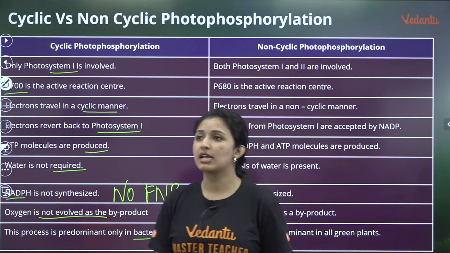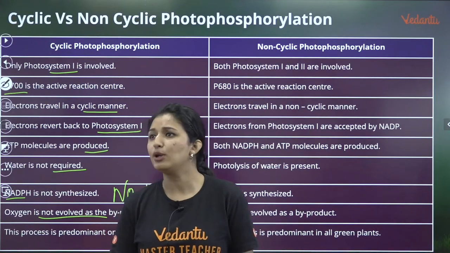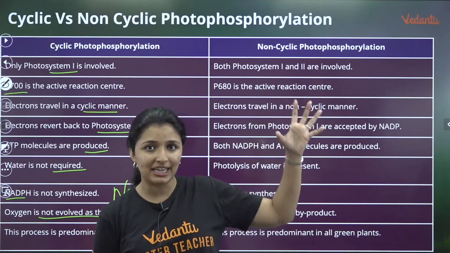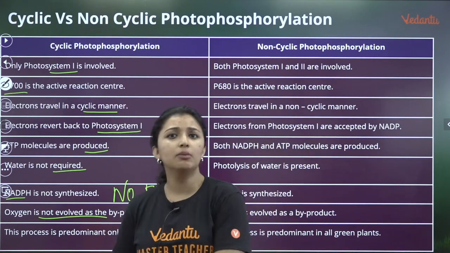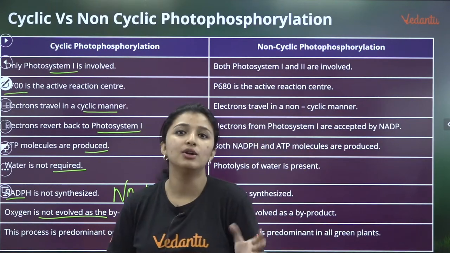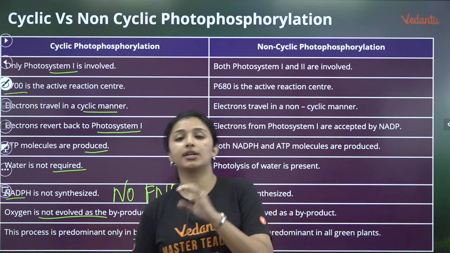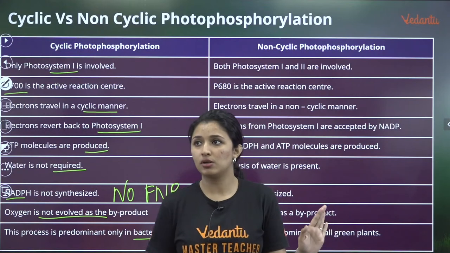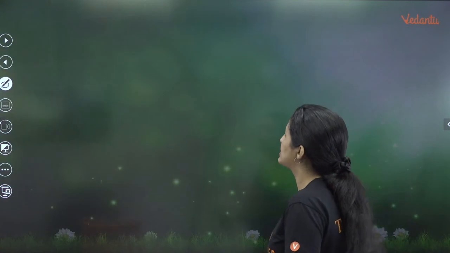If cyclic and non-cyclic take place simultaneously, it can happen, no problem. It's only a benefit, right? So, in addition to the ATP and NADPH in non-cyclic, there will be a little more ATP produced, that's all. It doesn't do any harm, Zoya. But in certain organisms, only cyclic will take place. That means no NADPH at all. Okay? Let's look at cyclic.